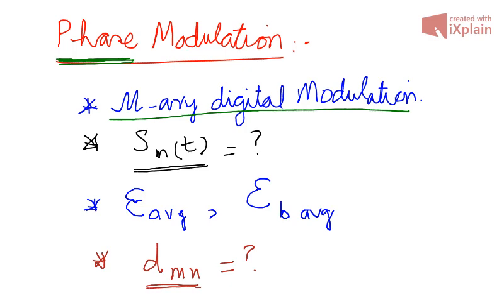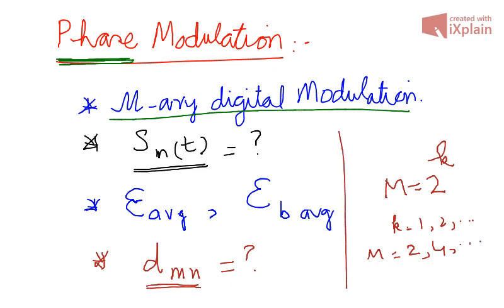So keep in mind, we have the M-array modulation scheme, and you are familiar that this M is equal to 2 raised to the power k, right? K is an integer. You can have k equal to 1, 2 and so on. So you have the values of M, maybe 2, 4 and so on, right? So we will discuss this M-array digital modulation scheme, in which only the phase of the waveform varies, and the different symbols are differentiated by different phases.